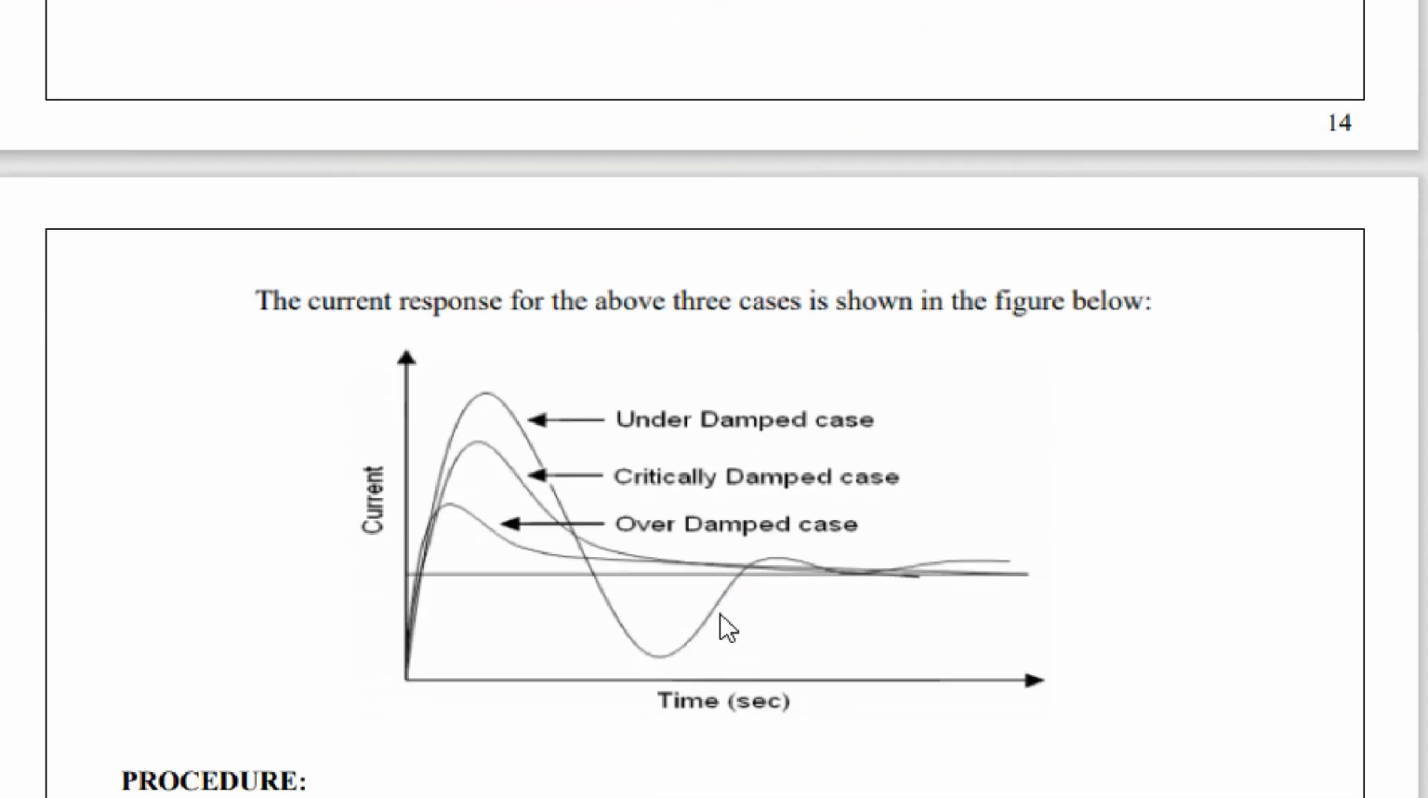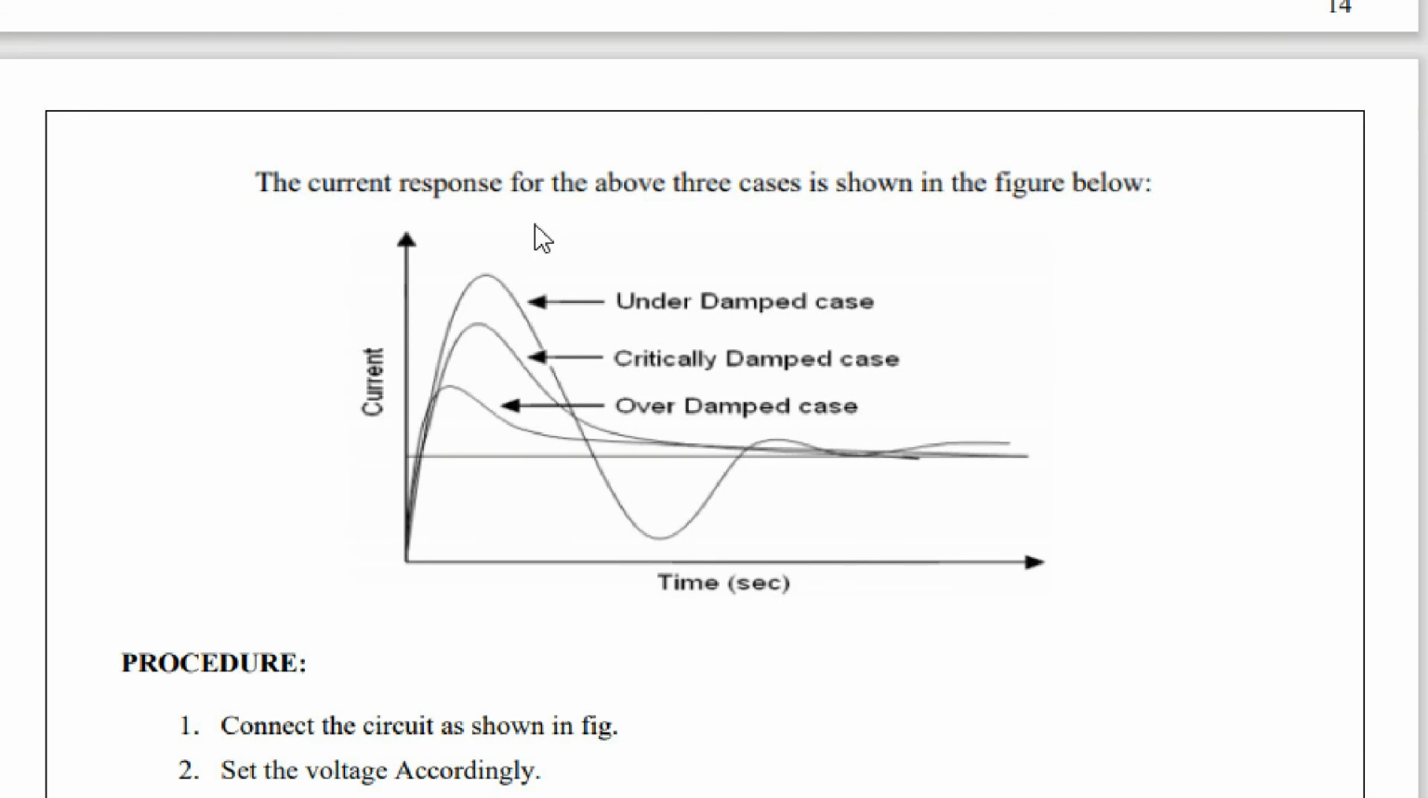So how does the waveform look? This is the current response, current versus time. The current response of the above 3 cases is shown in the figure. This is called overdamping, critical damping, and underdamping. So we will see it practically.